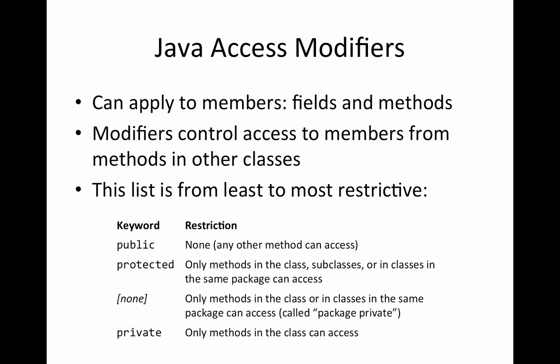When we put no modifier in front of a field or a method, then it is as if we declare it, as we call it, package private. It is only the methods in the class or in classes in the same package that can access that particular field or method. Finally, the most restrictive modifier is the private modifier. If that is in front of a field or a method, it means that only methods in that class can access that particular field. No other classes can see that field.